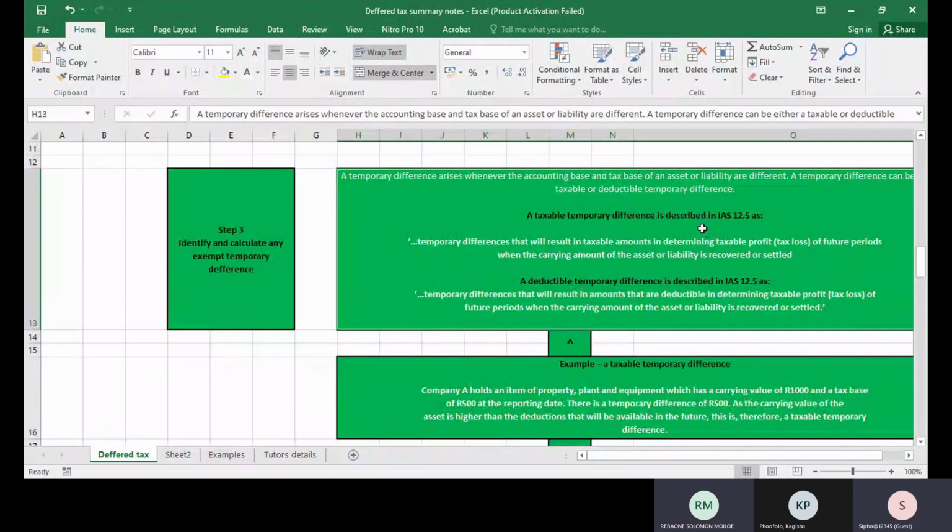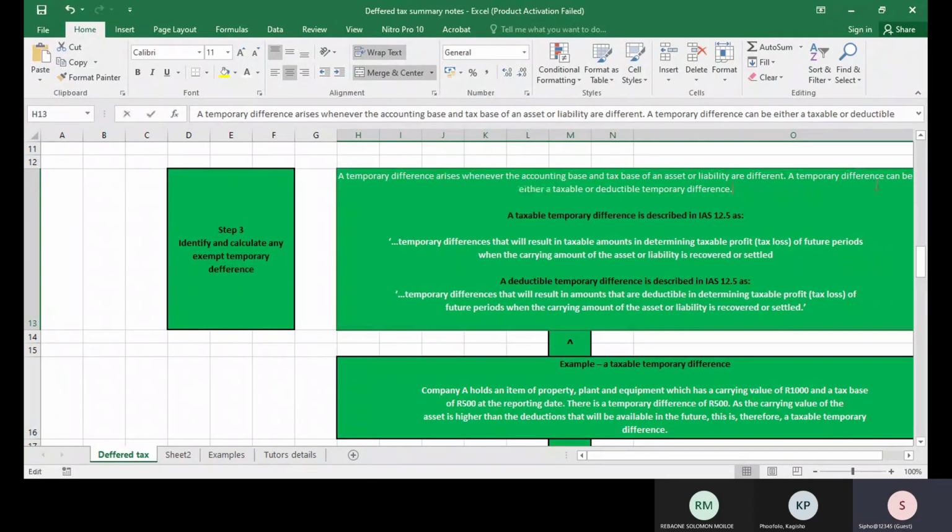Don't worry, Solomon, we're still going to go through the example, which I've done for you. For now, I'm just taking you through the theory so that you understand when we go through the example. So a temporary difference arises whenever the accounting base, which is the carrying amount, and the tax base are different. A temporary difference can be either a taxable or a deductible temporary difference. I'll explain that to you when we do the example.